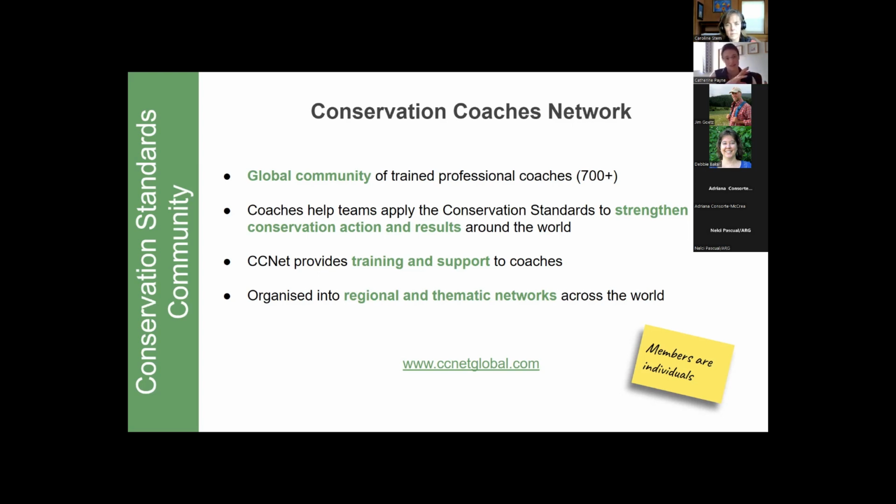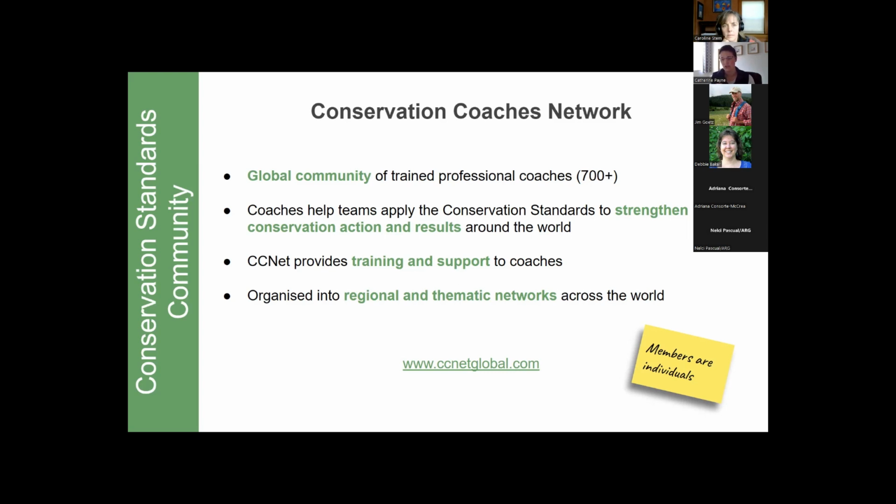So I mentioned CMP, their members are organisations, CCNet members are individuals. So Caroline and I are both coaches, we're both part of CCNet, and we're also involved with CMP through our own organisations as well.